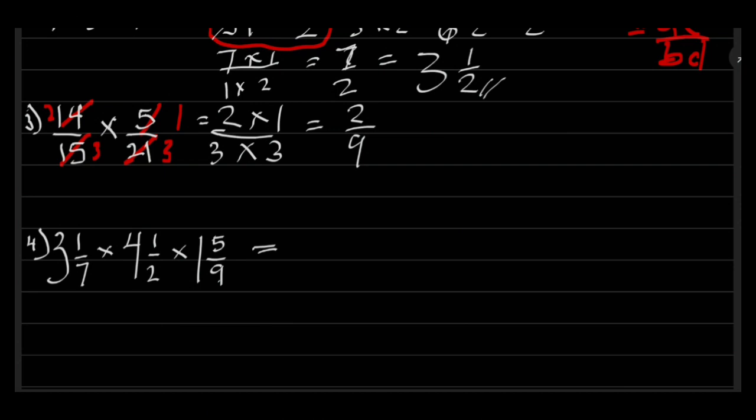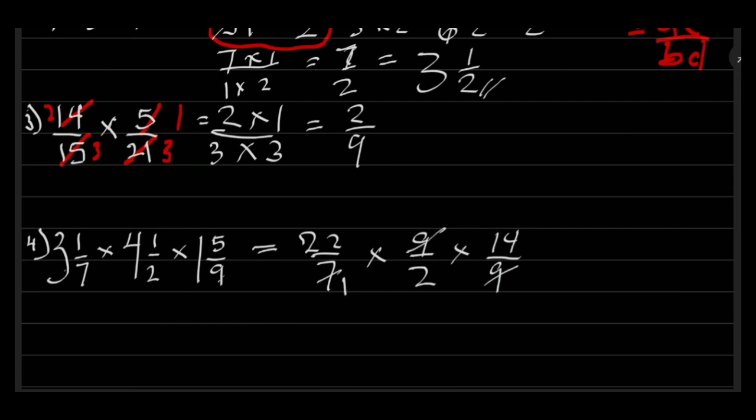Okay, so changing them to mixed fractions, we are going to have 3 times 7 is 21. 21 plus 1 will give us 22 over 7 times 2, 4, 8 plus 1 is 9. So 9 over 2 times 9, 1 is 9. 9 plus 5 is 14 over 9. Now 9 can cancel 9.